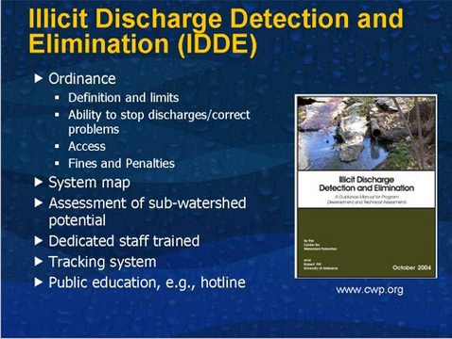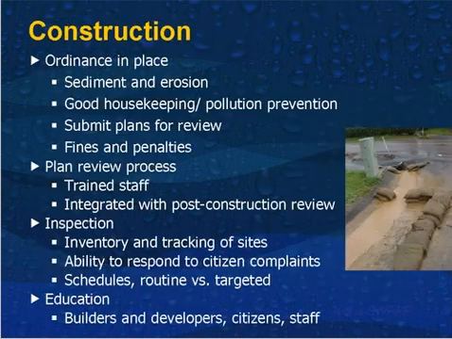Also, we're looking for a map of the outfalls in the system. One thing I want to point out about the manual is that it does a really good job of getting you to assess the different sub-watersheds that you're dealing with so that you can better target all your illicit discharge investigations to areas where you really do have a potential for possible problems. And then it also goes into how to train your system, how to track all these things, and again, that public education piece. Thelma, do you want to talk a little bit about the construction measure?